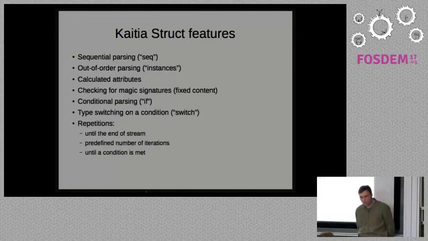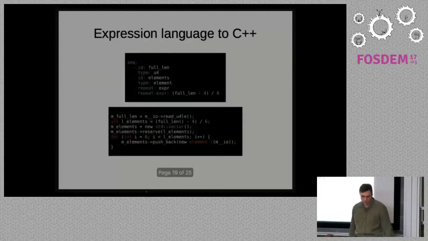We have calculated attributes to ease representation of something that we've got from the file in some more popular form. We have checking for magic signatures, such as fixed content, for example in headers. We have conditional parsing. We have type switching on a condition, something like switch. We have repetitions until the end of stream, repetitions a predefined number of iterations, or until some condition is met.